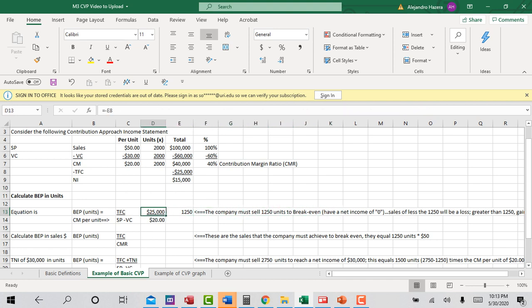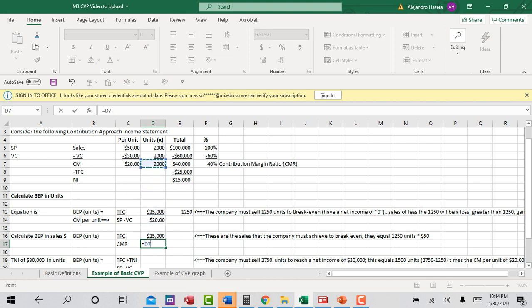Not dollars, it's units. Okay, now the next question you might want to ask is, I have to sell 1,250 units to break even. Given the same circumstances, how many sales dollars does that represent in order to break even? That's a very easy question to answer. You just take your total fixed costs and divide that by your contribution margin ratio, which is 40%, and that will give you the answer.